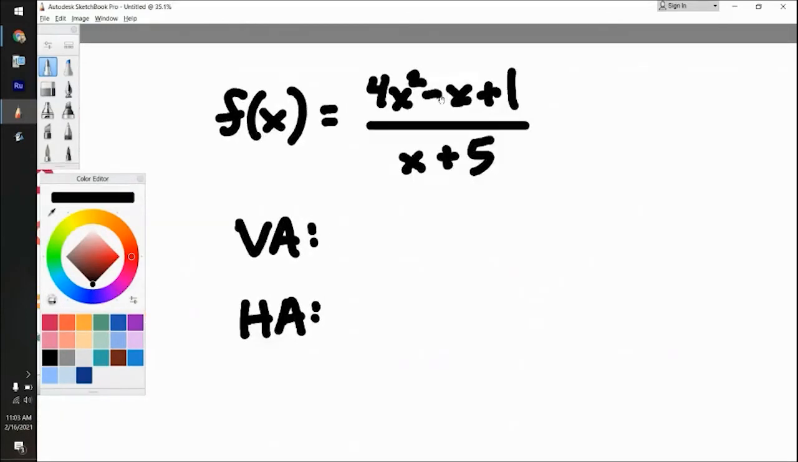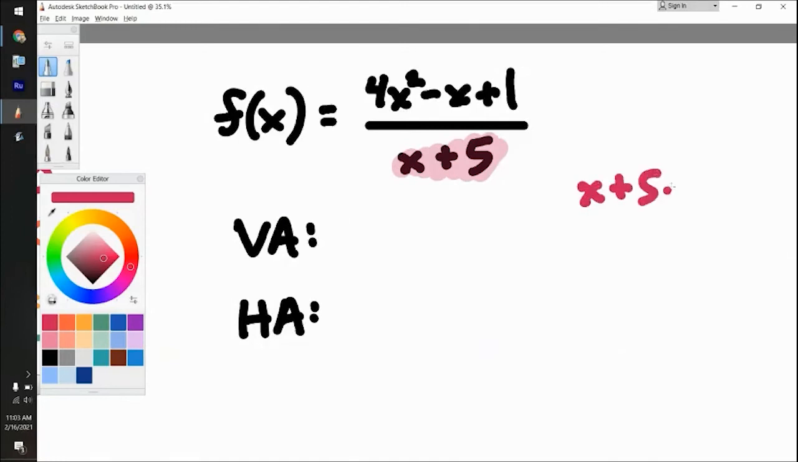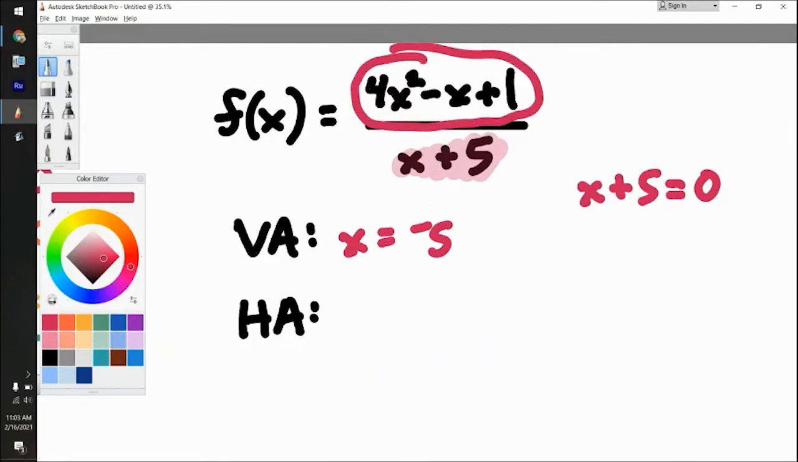For the vertical asymptote, again, all you do is take whatever's down here, set it equal to 0, and solve. So you should get x is equal to -5. Now, you make sure that if you plug in -5 to the top that you don't get 0. You don't, and you can just kind of see that it wouldn't come out to be a 0 if you plugged in -5. So that's technically our answer for the vertical asymptote.